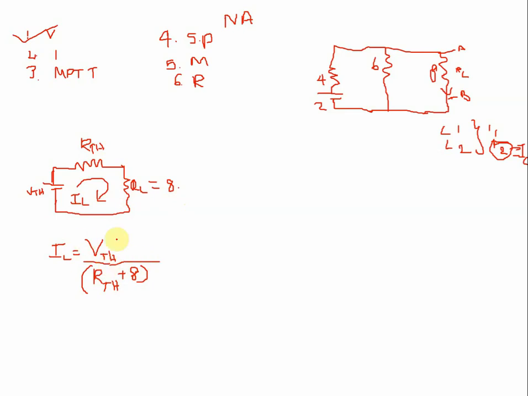Okay, now what to do? The VTH value you need to find out, and the RTH value you need to find out. That is step number 1, and then you proceed to step number 2. In the given problem, remove the load and find out the VTH. So, step number one.